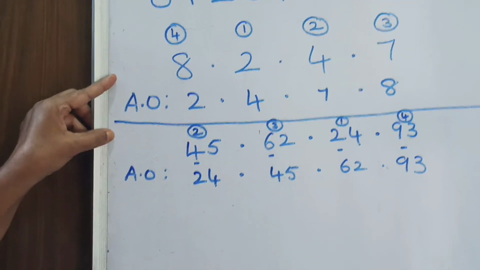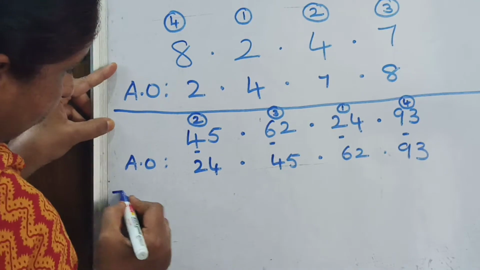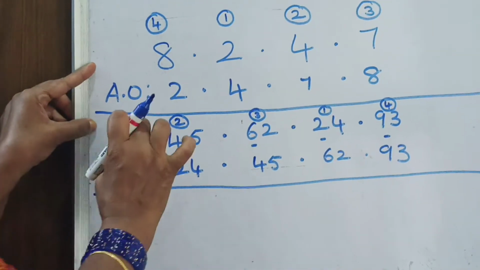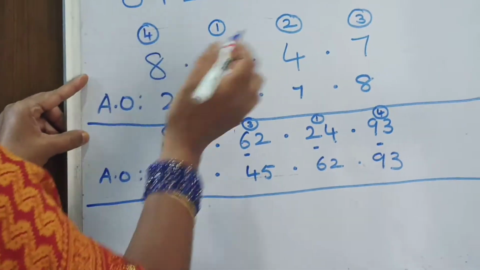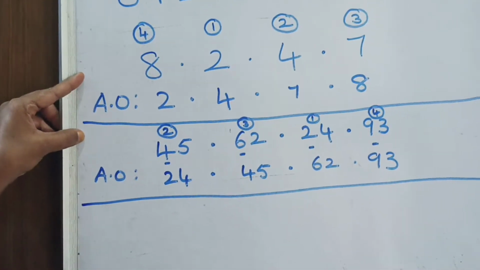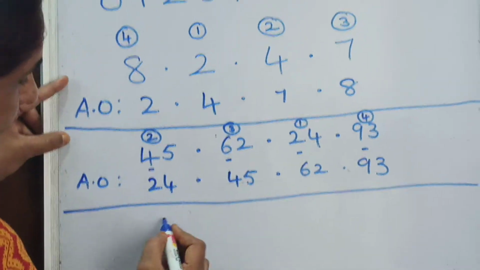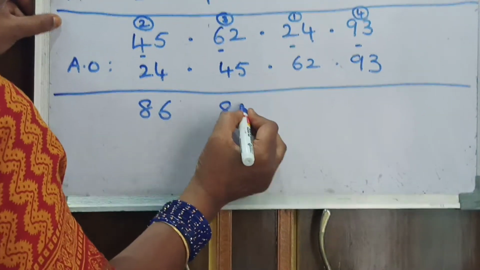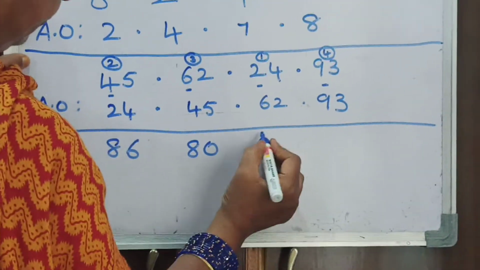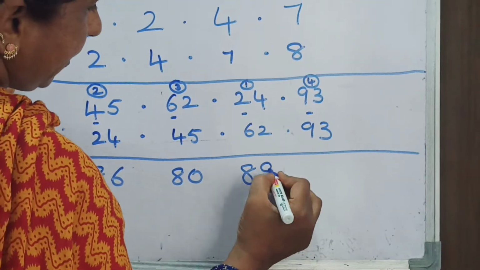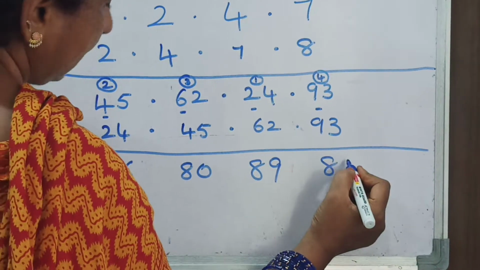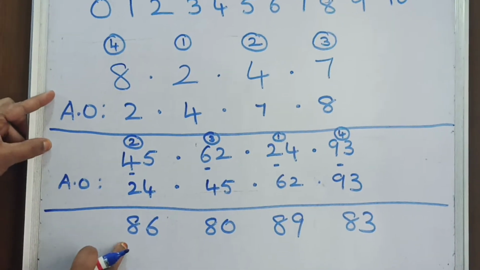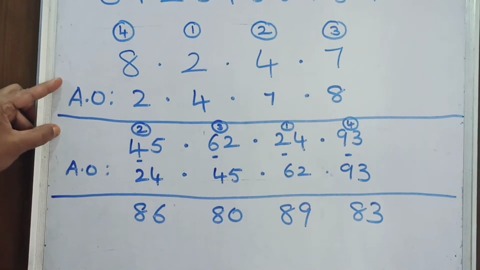Is it clear, children? Now another example. Don't draw lines in your book like this. Just for you, so that you won't get confusion, I am drawing here. Is it clear? Now here, I am taking 86, 80, 89 and 83. See now, you have all the first numbers the same.